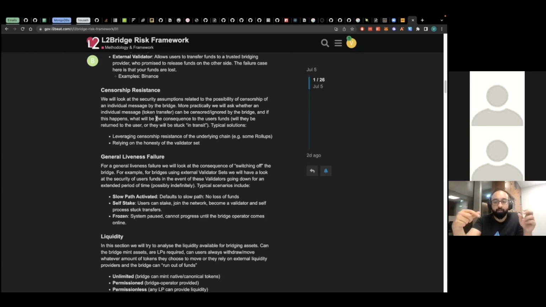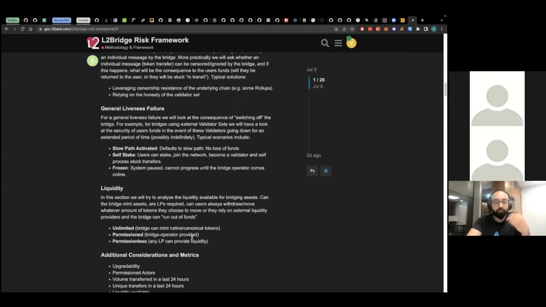But I think this is a pretty important property that if bridges have, it would be great, right? Because then people don't have to have any trust in the off-chain actors that the bridge protocol is running or requires. Then we talk generally about whether, if there is liquidity required for the system, it is unlimited.